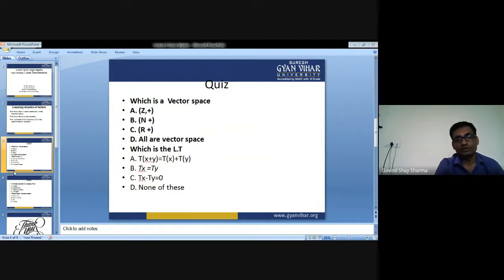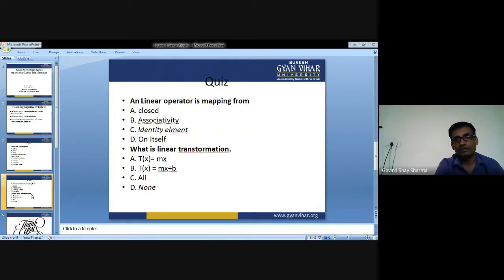Okay, when we come to the linear transform, we will discuss a linear operator, a mapping with closure, associativity, and identity element. This is part of a vector space, but the mapping is always on itself. It's called a linear operator. Okay. What is the linear transform? A linear transform means Px is equal to M.